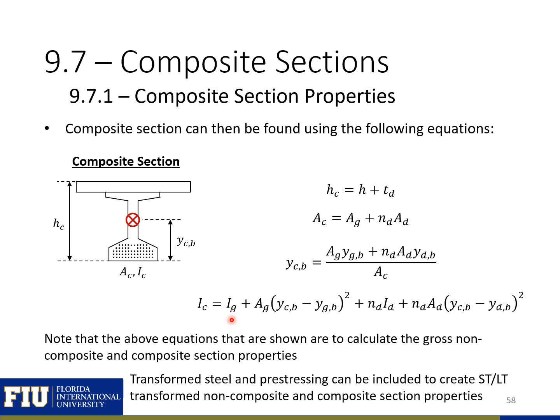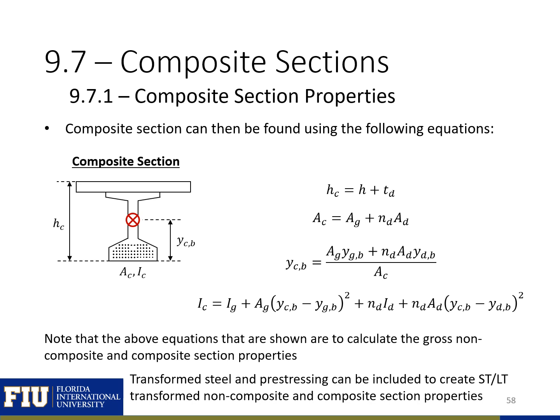So I of our gross section plus AD squared for our gross section component, plus I, transformed I of our deck, plus AD squared for our deck, where we transform our deck area. So we can use these equations to calculate our composite section properties.